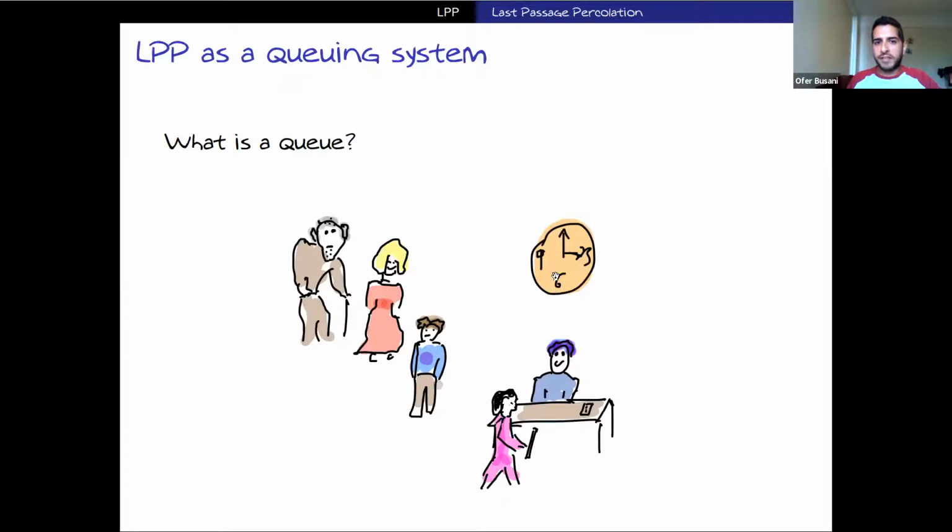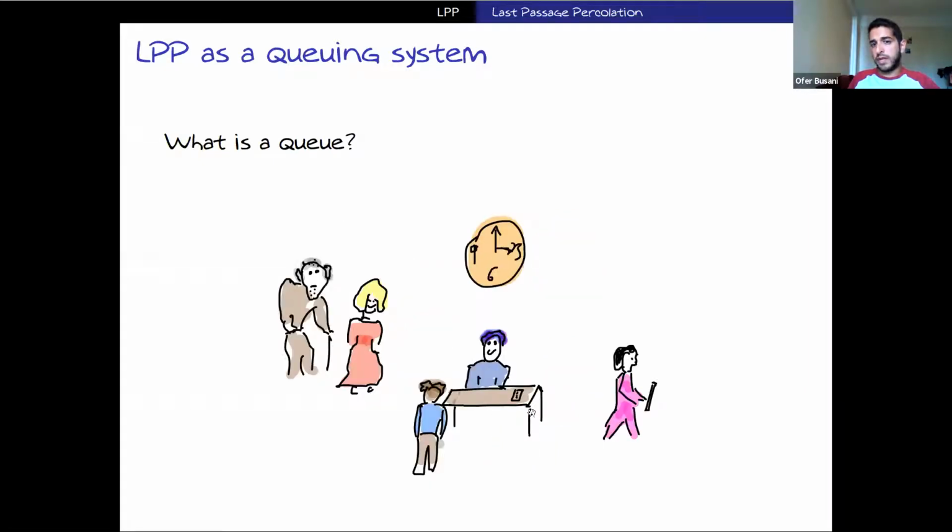So we're all familiar with standing in line for movies or restaurants. We have people standing in line waiting for some service. Let's call them customers. There's a server, someone who gives the service, who attends to the customers. Once they finish serving a customer, the customer leaves. The next person in line approaches and starts being serviced by the server.